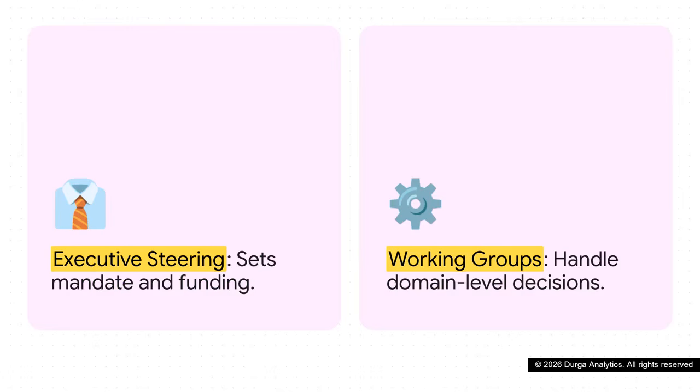In large enterprises, these bodies have to operate in very distinct layers, and blurring them is a super common failure point. Your executive steering committee handles funding and the highest level escalations. On the flip side, your working groups handle domain-level day-to-day decisions. You never, and I mean never, take a localized how-to question up to the executive steering committee. And conversely, you can't set enterprise-wide policy in a local working group.